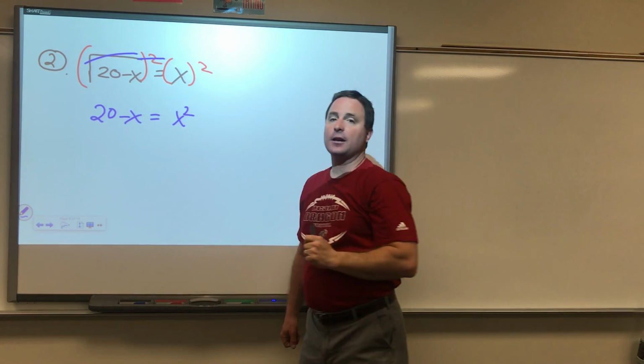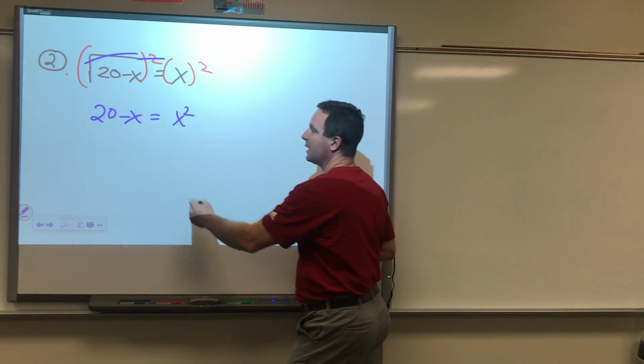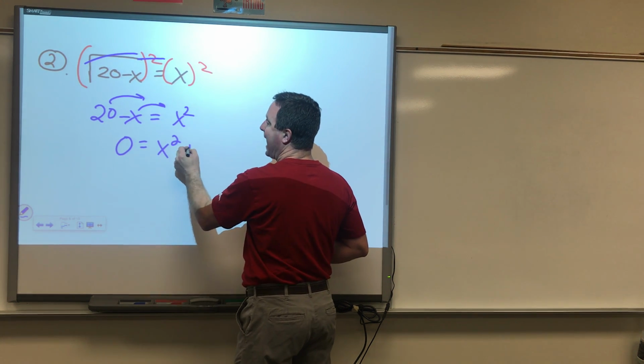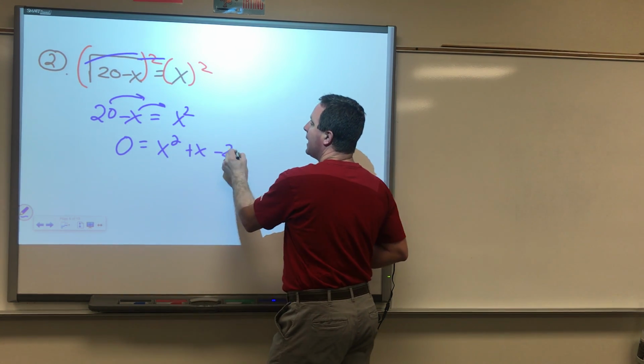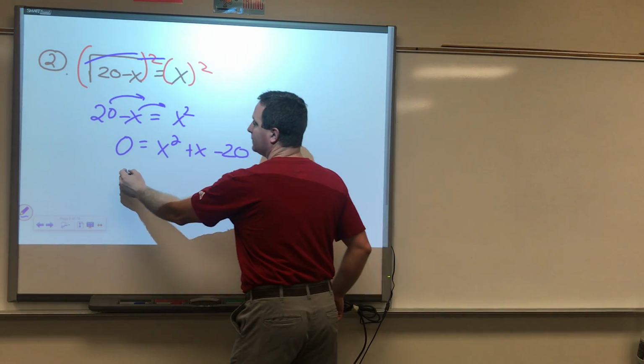And I have an x squared again. And anytime we get x squared, we have to move everything over to one side. So we're going to move these things over, so we get a 0. I'm going to add x and subtract 20. And once again, we're going to have to factor.